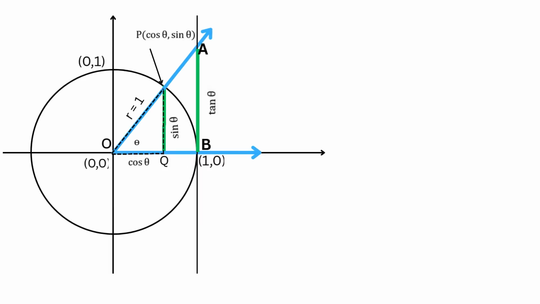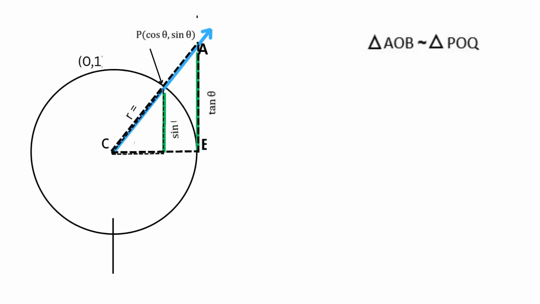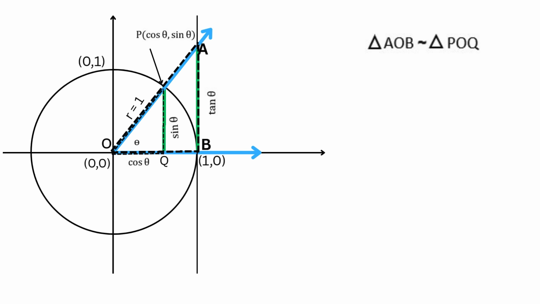So now, this setup actually forms another right-angled triangle, and its base is just the radius of the unit circle. Alright, quick reminder. When two triangles are similar, their sides are proportional. That means the ratio of the corresponding sides always stays the same. Now, take a look here. Triangle AOB and triangle POQ are similar. So we can compare their sides to find what we need. That gives us this relationship, side AB over OB equals side PQ over OQ.